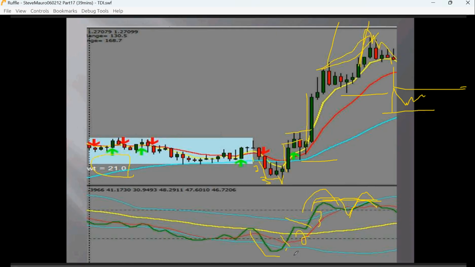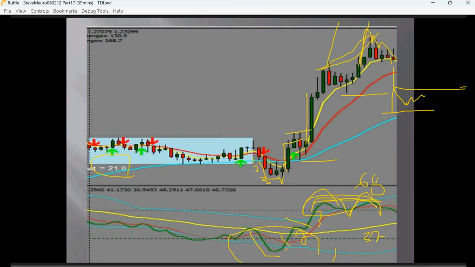Okay? Now, a better trade entry is if this whole structure is below the 32. A better entry is if this whole structure is above the 68. Absolutely better trades. Okay?